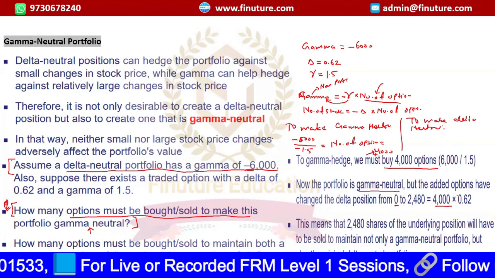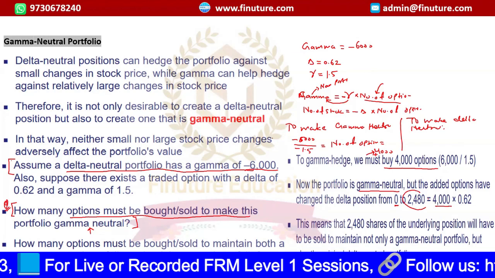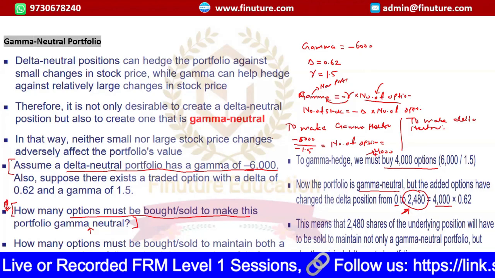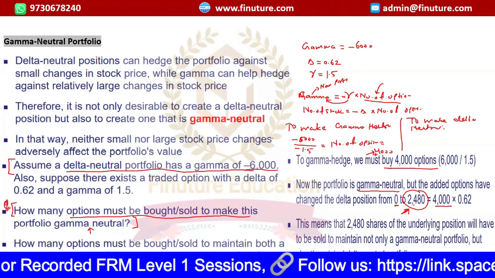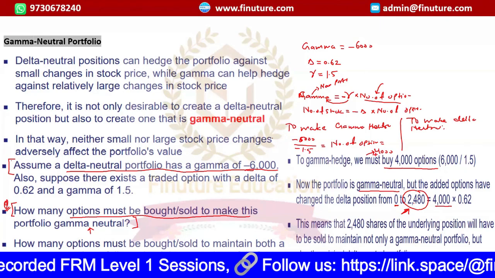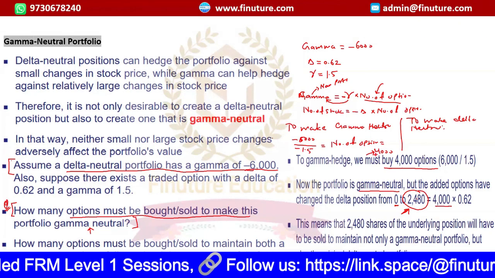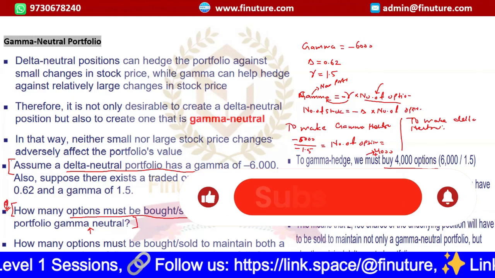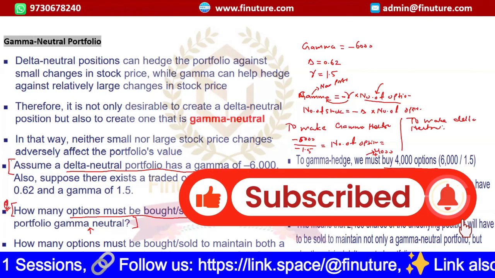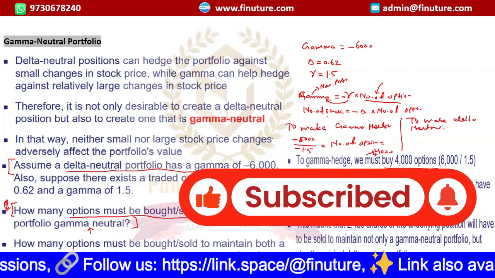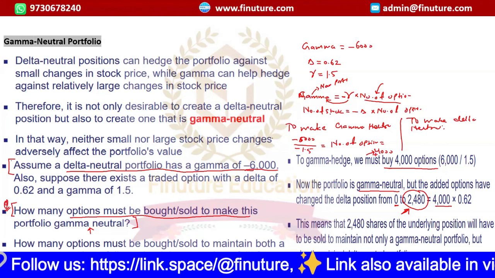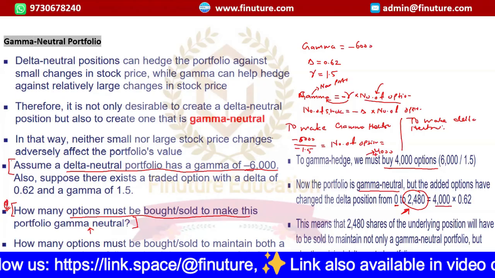My new delta would now be 2480. I want to hedge this 2480 delta that I have. How do I hedge this delta? I will add a number of stocks, because the addition of stock will not impact your delta or gamma.